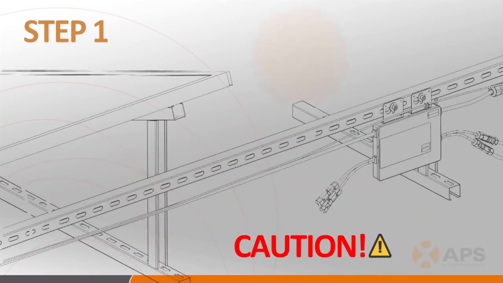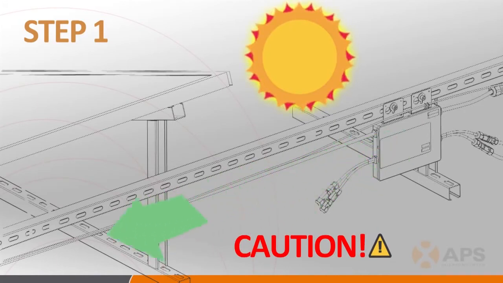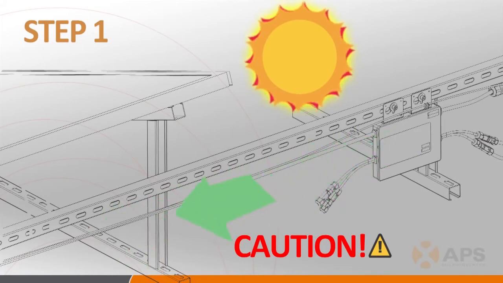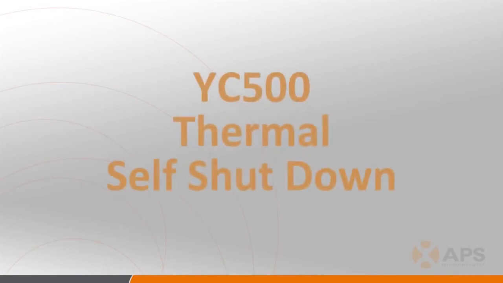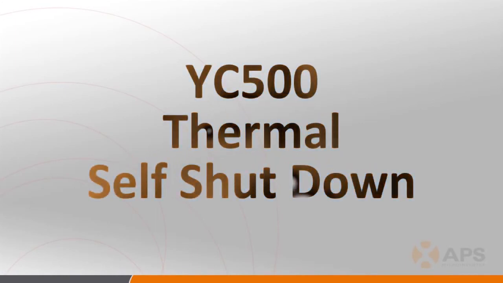Do not mount the inverter where it'll be exposed to direct sunlight. Under the PV panels is preferred, where the panels are providing shade for the inverters. While the YC500 is designed to tolerate extreme heating conditions up to 185 degrees Fahrenheit, we've found that operating in direct sunlight will quickly push those limits. Just as a note, as a safety measure and out of self-preservation, the YC500 will shut itself down when it reaches the upper limit of its operating temperature range.